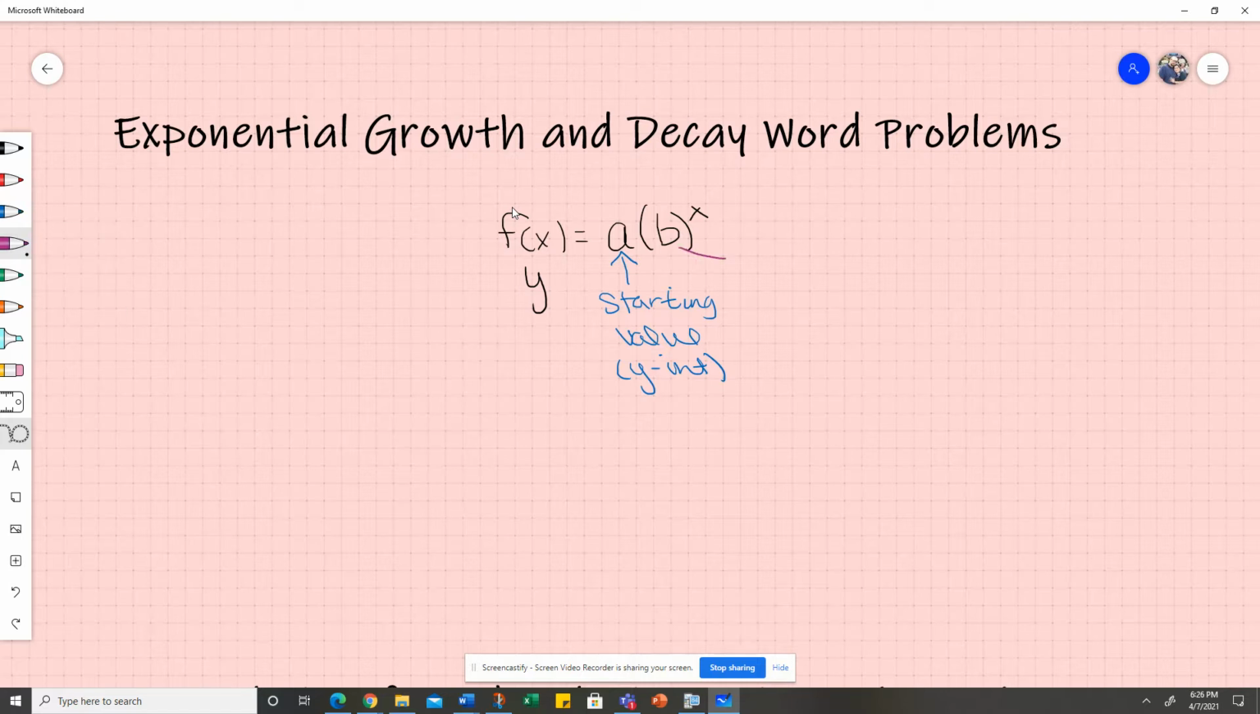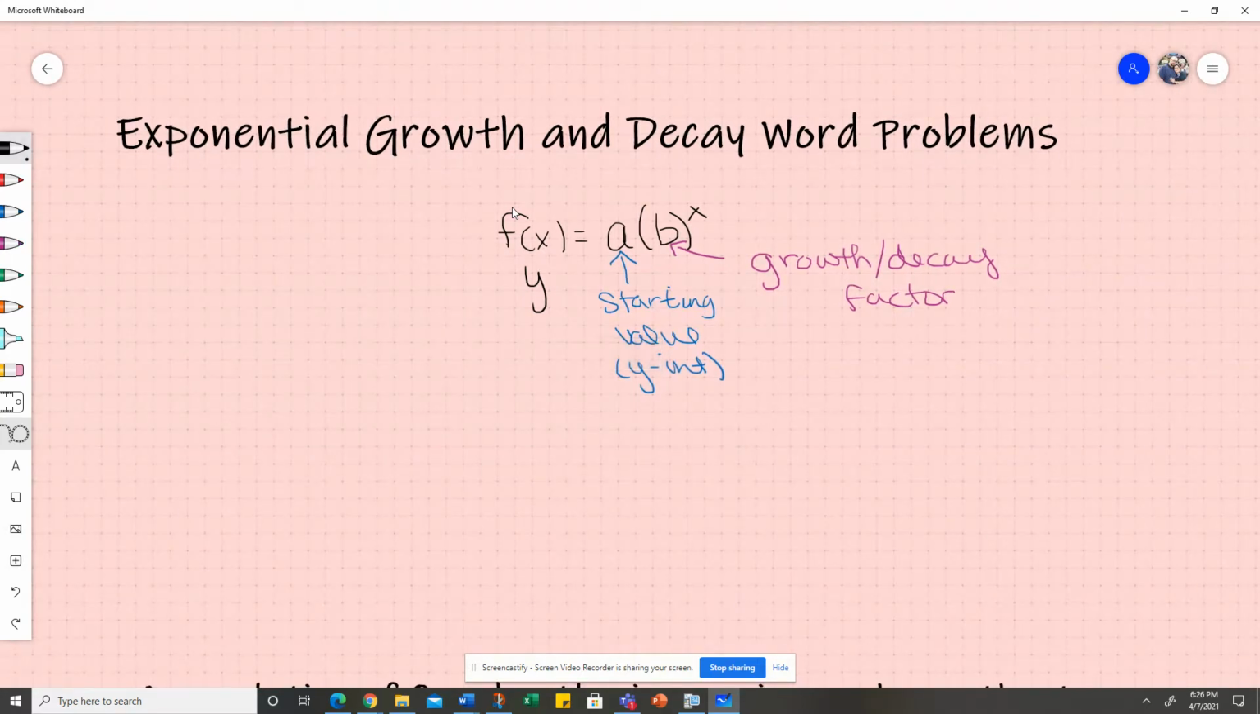The b value is your factor. This is either going to be your growth factor or your decay factor. Which one it is depends on what the value of b is. Now, another way that we can look at b is when we have a rate.